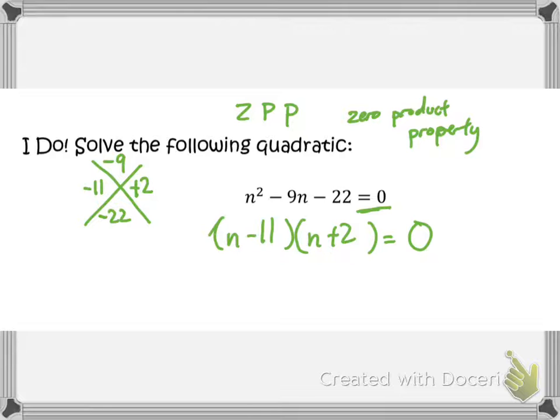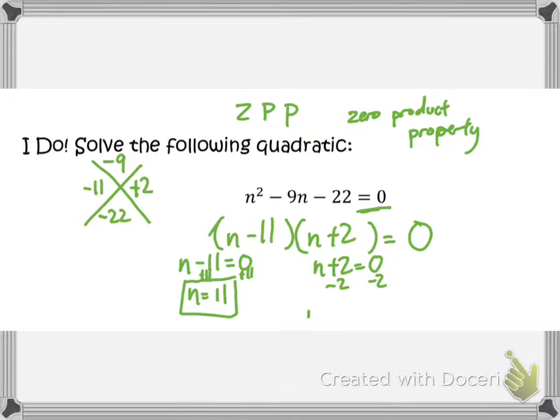Once I have two factors equal to 0, I will set both factors equal to 0. So here's one factor, here's the other factor. With both factors equal to 0, I can now solve, and I will have n is equal to, add 11 to both sides, 11, and on the other side, minus 2, n is equal to -2. So you do have two answers, n is equal to 11, n is equal to -2.